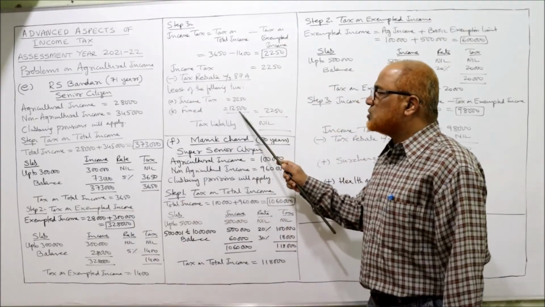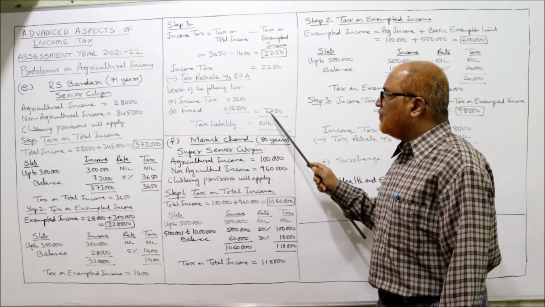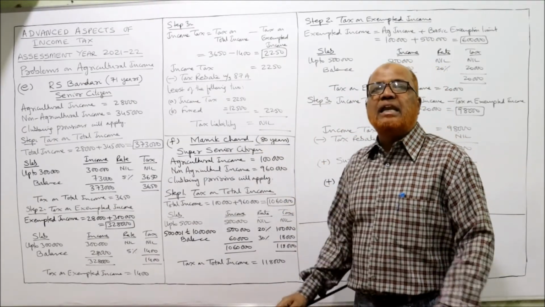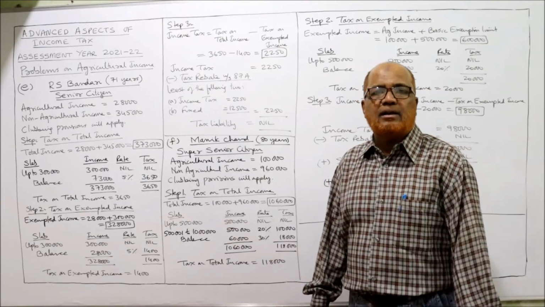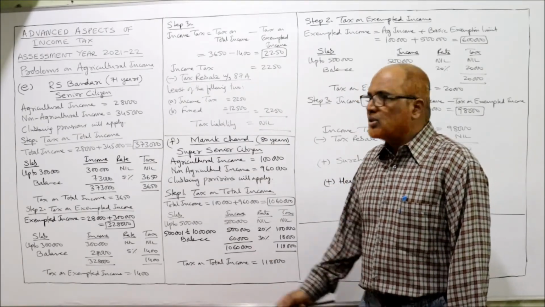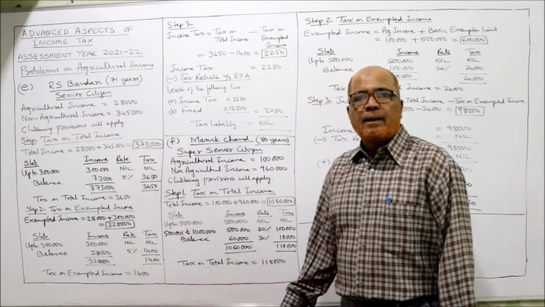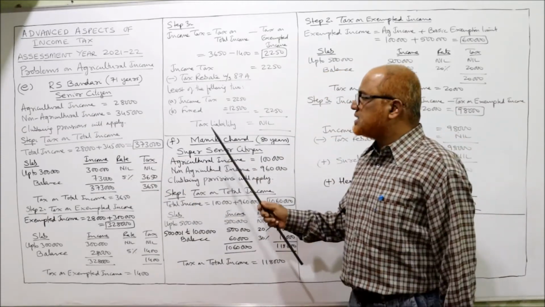The least is 2,250. So deduct 2,250, tax liability will be nil. No tax liability at all. So this is the end of E. Now last and final point is F.